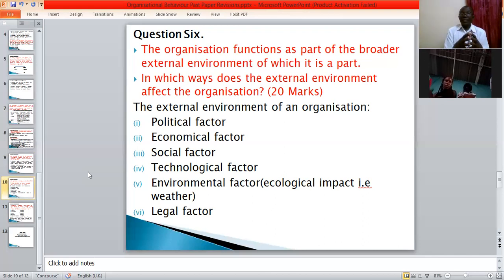So the moment there are changes in the political environment, organizations are affected. Especially that we are just coming from the general elections, I'm sure you're able to understand these issues. Some people stopped ordering goods in the shops. Some people started positioning directors here and there.